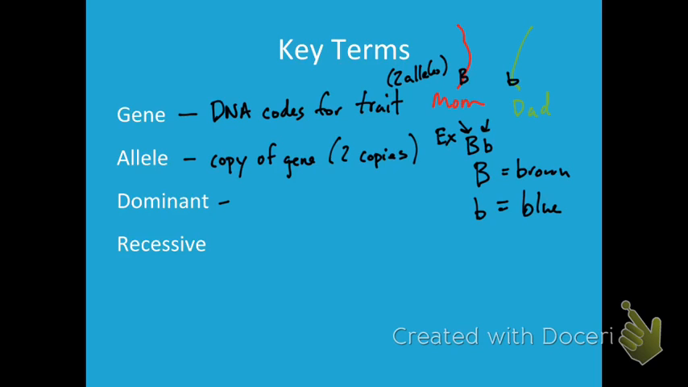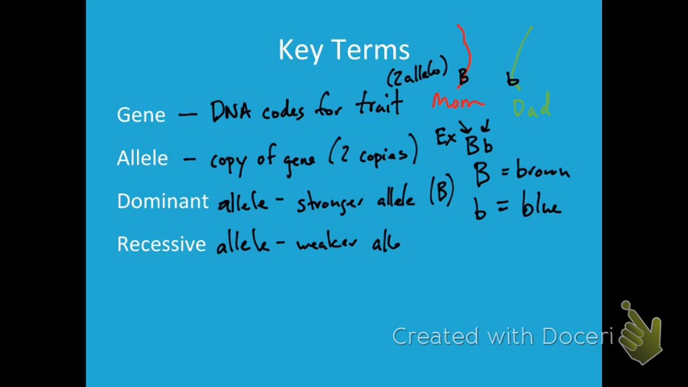And then a dominant allele is the stronger allele. And we'll talk about what stronger means. In this case, it's always capital, so big B. And the recessive allele is the weaker allele. And so we use lowercase, so it's a lowercase b. All right, so you have two alleles, one from mom, one from dad, that form a gene. And the allele can either be dominant, which we represent as a capital letter, or recessive, lowercase.